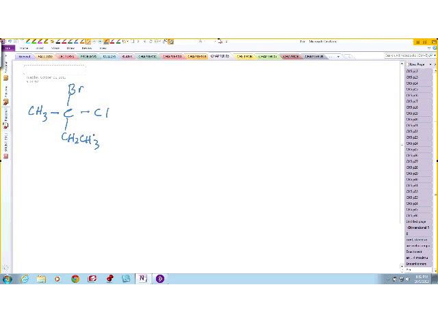Now, I could write this. Another way we could look at it. Supposing we want to look at it here. Keep in mind, this molecule is not changing. You are the one changing your position. Okay, give me the structure again. Right is what? Ethyl.